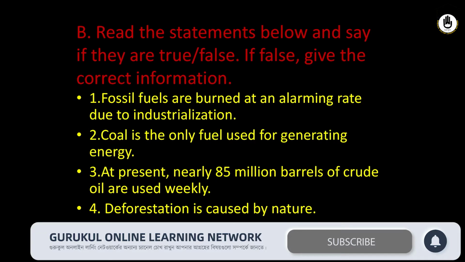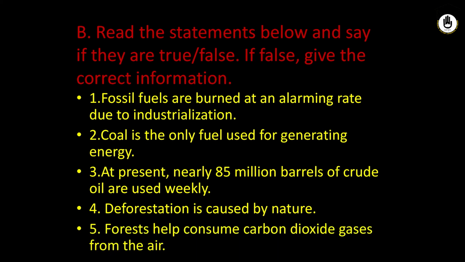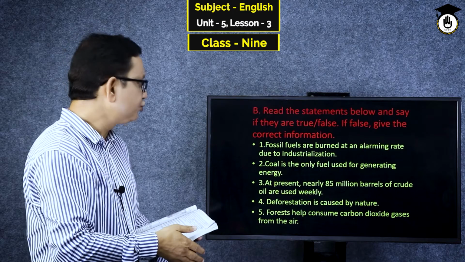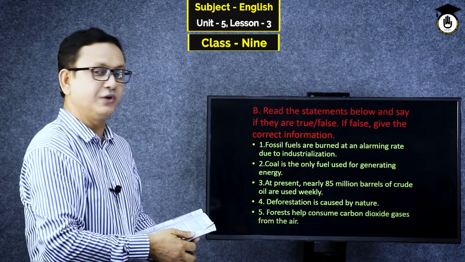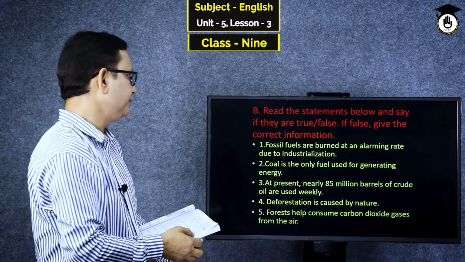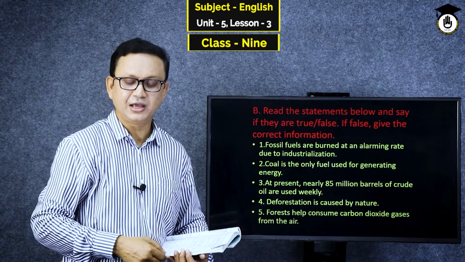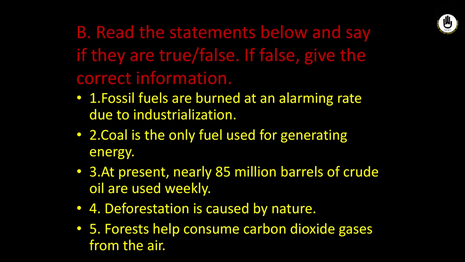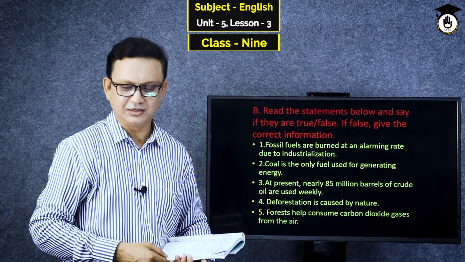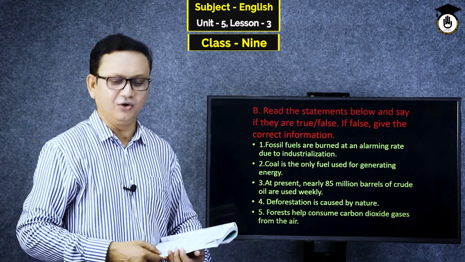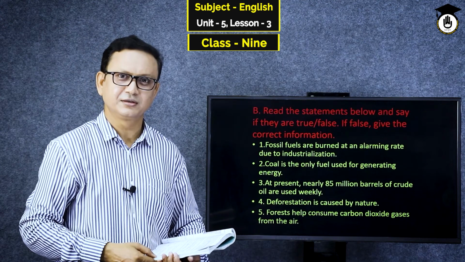But before that, we have to read the statements and see whether we can say these statements are true or false. And if you find it false, then you have to try to give the correct information. Okay, so the first sentence given here is, fossil fuels are burned at an alarming rate due to industrialization. What do you think? Is it a true statement or a false statement? Yes, it's true, we know.